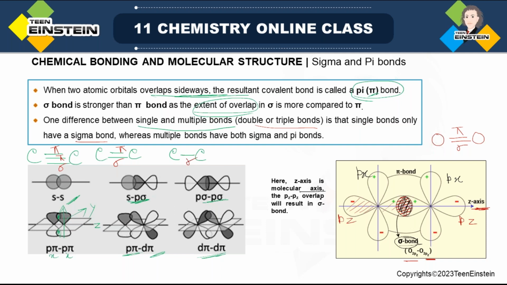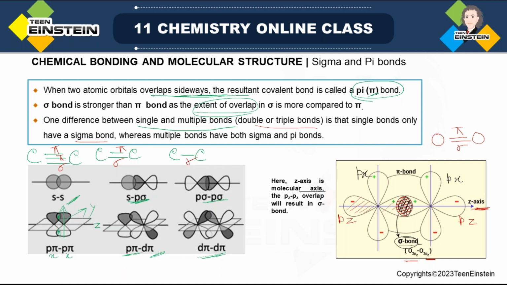What is the meaning of molecular axis? That axis where the sigma bond is formed. So in questions, this type of term you will be seeing, it is very common. It will be mentioned in the problem that consider z-axis as the molecular axis or consider x-axis as the molecular axis. So what does it mean?